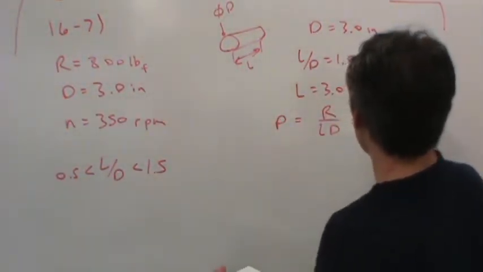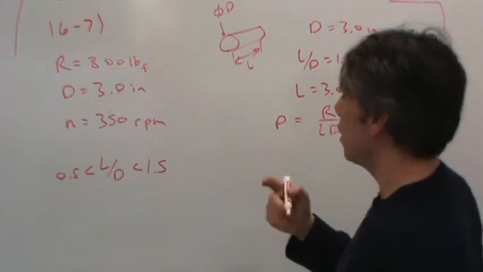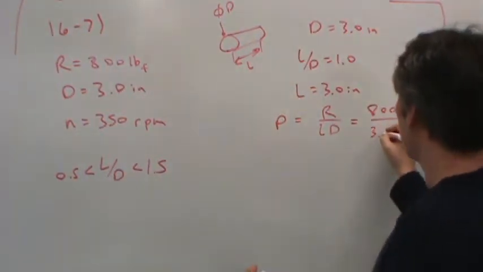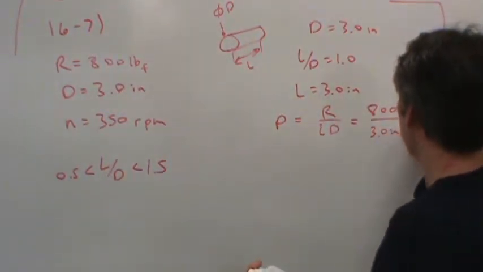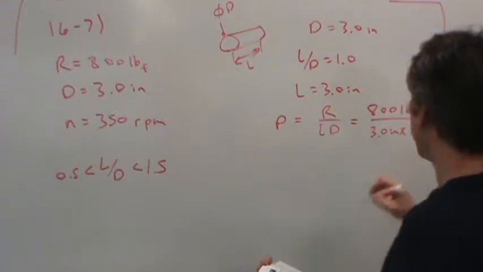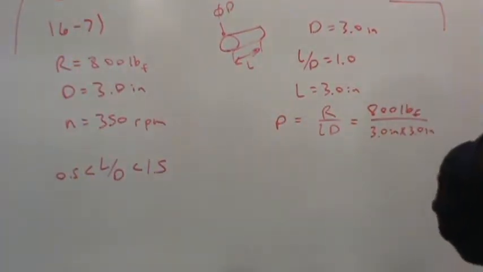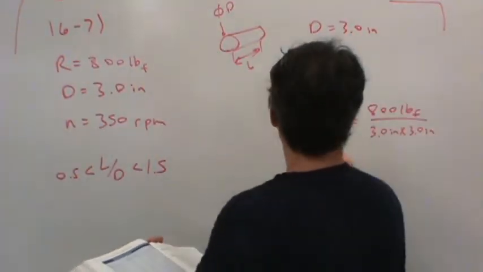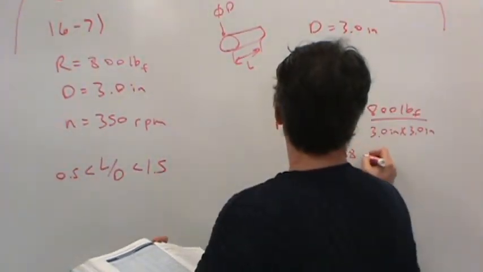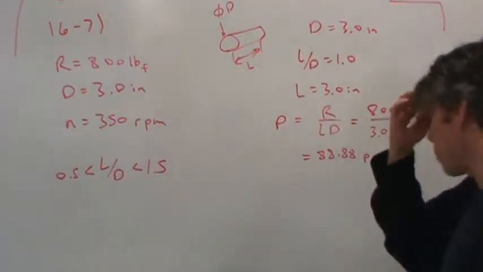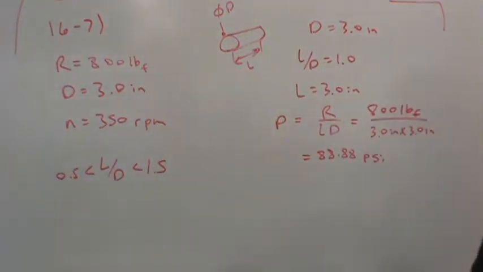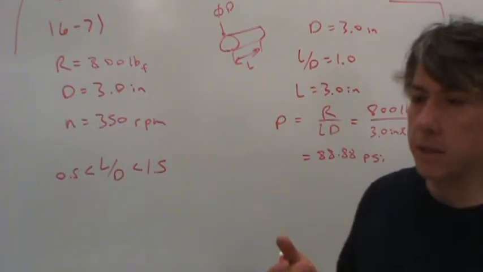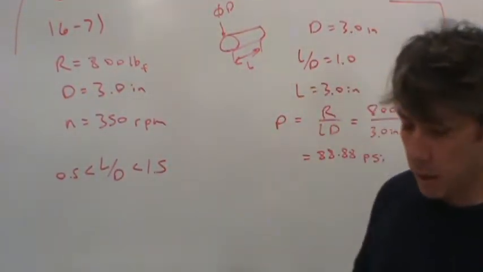Please pull out your calculators. I didn't prepare this one beforehand, so just grab your calculators. Basically what I need you to do is divide 800 by 9. 88.88. It's almost 100. 88.88 PSI is the design pressure. Now why do we care about that? Well, we care about it because that's the load that's going to be applied to the bearing.